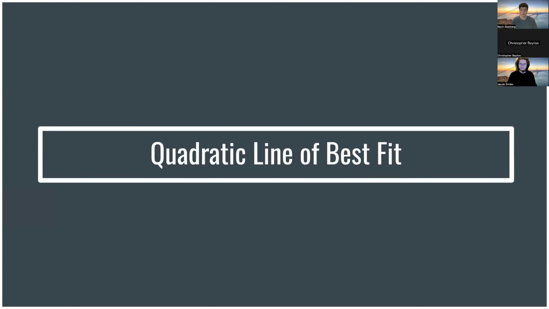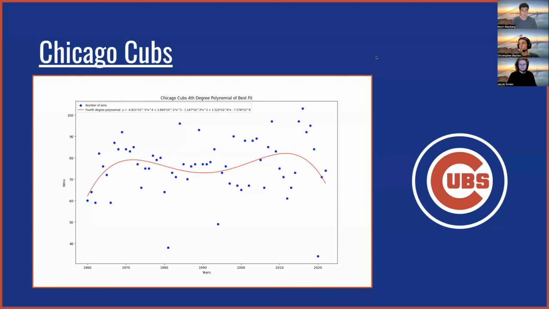Next, we'll examine the quadratic line of best fit, which should give us a slightly better insight into the trends of the data and over the rigidity of the linear line of best fit. So once again, starting off with the Chicago Cubs, here is a fourth degree polynomial line of best fit on the data. And with this curve, we are allowed, again, a little bit more insight into the data trends over time.